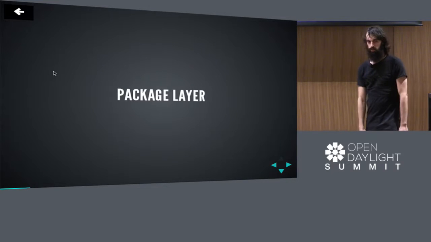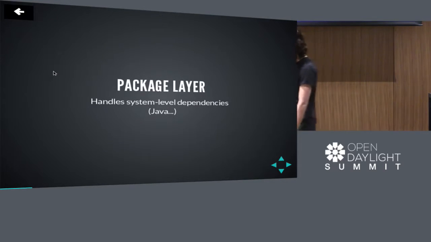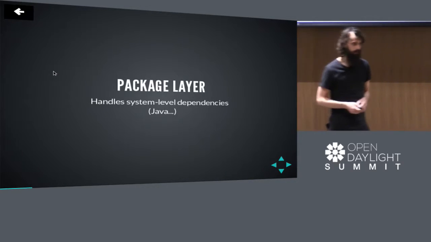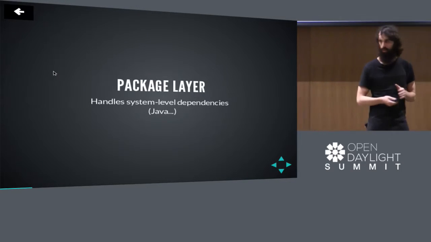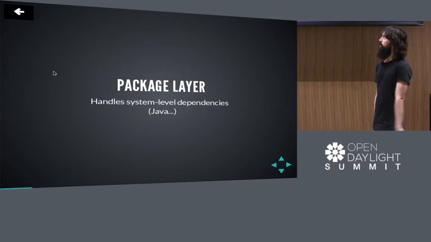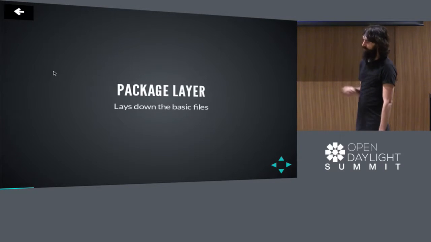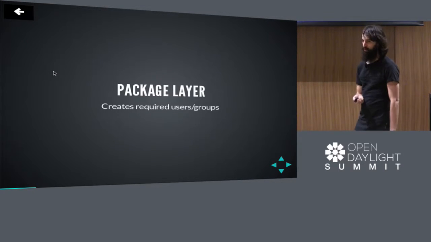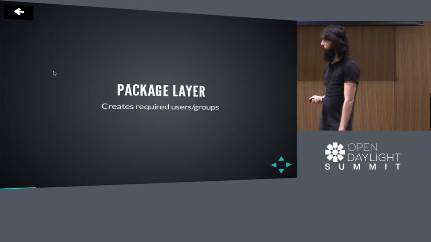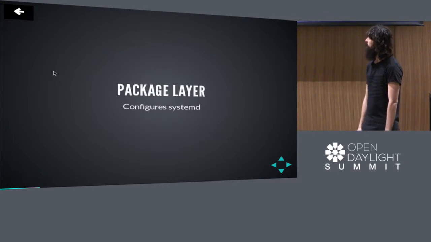So let's break out these layers and talk about them in some more detail. So the package layer, what do I mean when I say that? I think that the package layer does things like handle files, lay down the files in the file system in the right locations. It also handles system level dependencies, which in OpenDaylight's case is Java. Once we have files, we can go ahead and create the required users and groups, and once we have users and groups and files, we can set permissions.